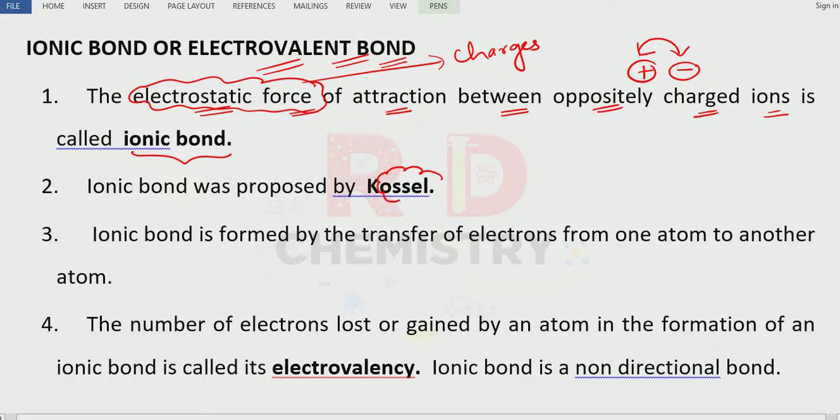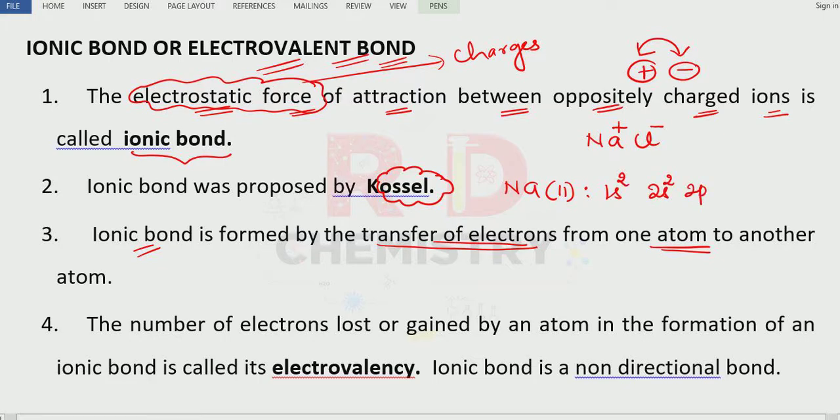Ionic bond was proposed by Kossel. Also, ionic bond is formed by transfer of electrons from one atom to another atom. Let me take sodium chloride formation. You know that sodium is positively charged, chloride is negatively charged. Let me take a sodium atom. What is the atomic number? 11, correct? So we have 1s2, 2s2, 2p6 and 3s1. This is the valence shell.